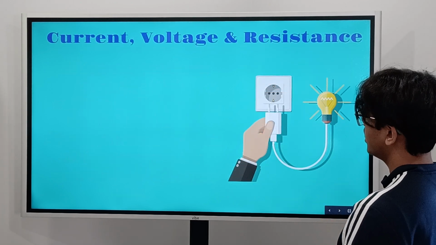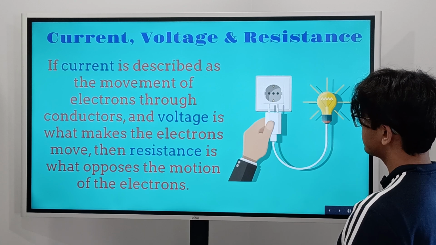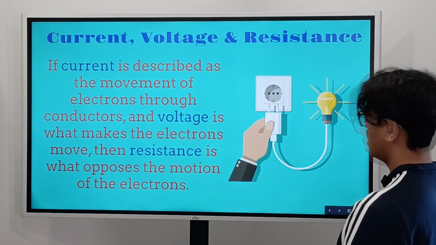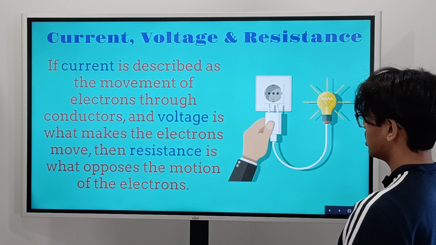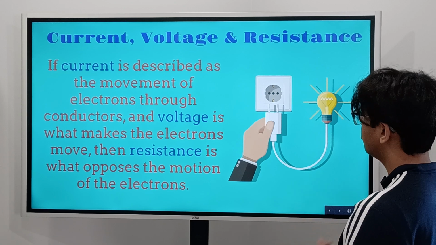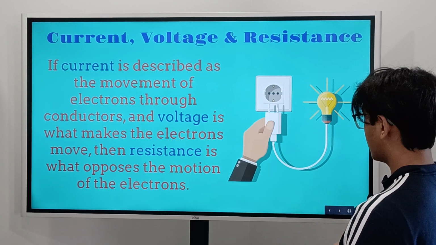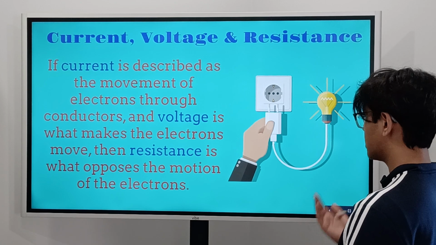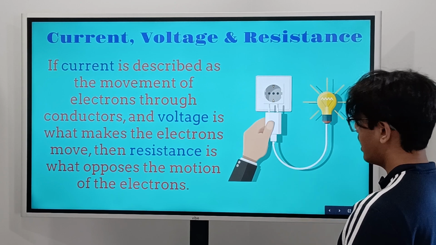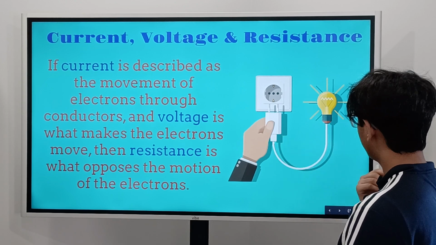So now let's go over the relationship between current, voltage, and resistance. If current is described as the movement of electrons through conductors, and voltage is what makes the electrons move, then resistance is what opposes the motion of the electrons. From our part 1 video, we already know that current is just the movement of electrons through conductors, through a copper wire, for example. Voltage, which we're going to cover in our next video, is basically just the potential difference, which pushes the electrons to move. And finally, resistance is just what resists or opposes the motion of electrons.